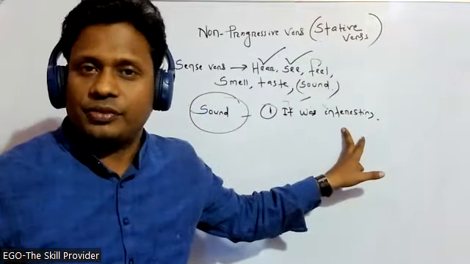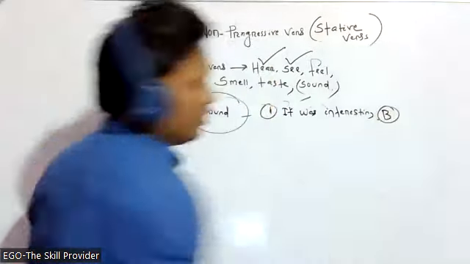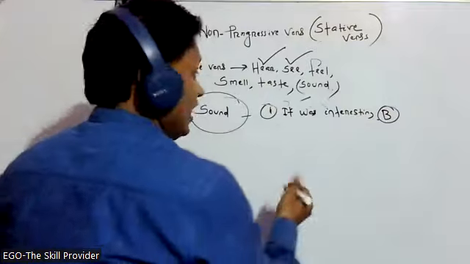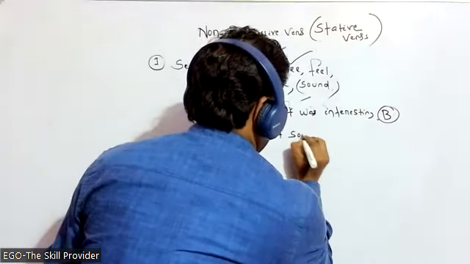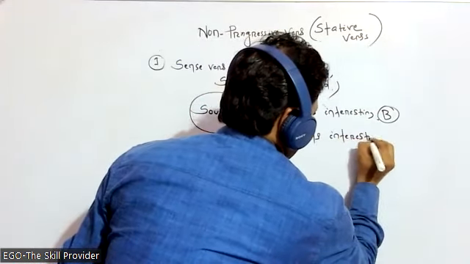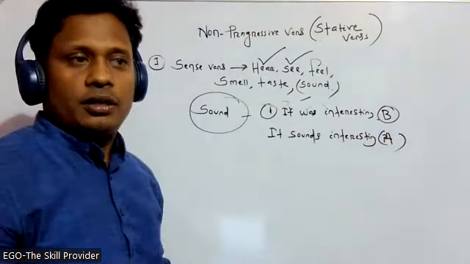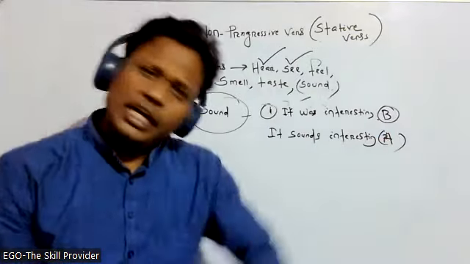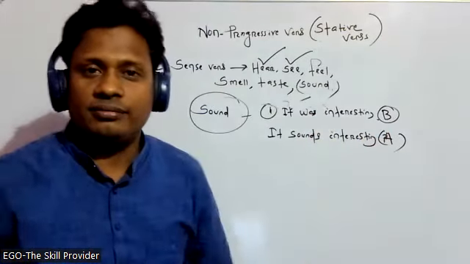You are starting with "it was", but the British, this is called British English. Do you know how the American people say this one? It sounds interesting. This is called American English. So if I ask you how is the class, it sounds good. It was good. Okay, that is British English. But the moment you are using "it sounds good".